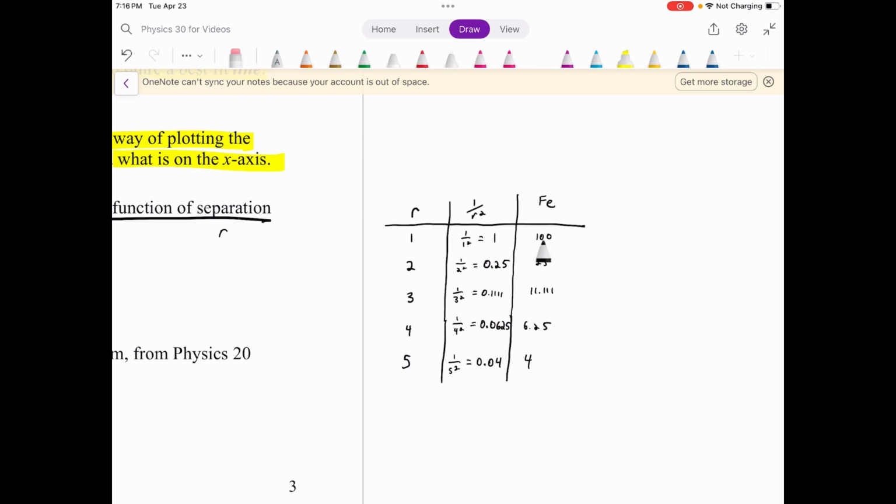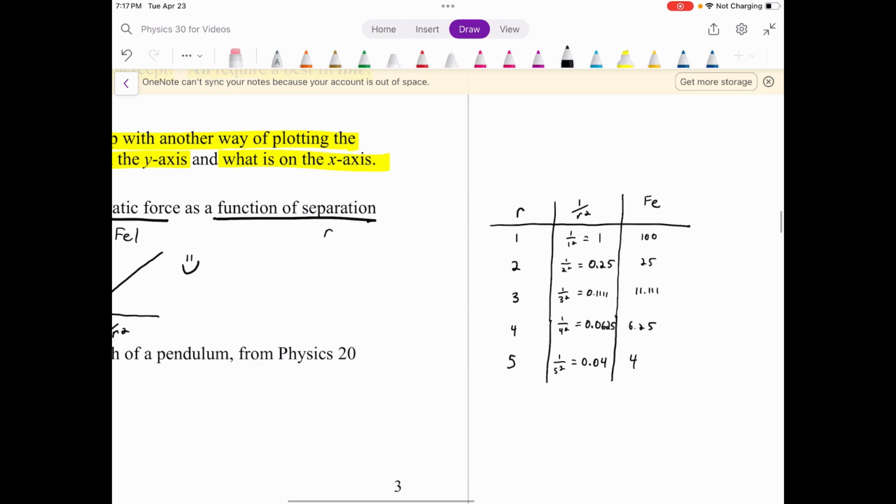And you can even see, all I did here was just pick a starting number and said, okay, so 100, if I doubled the distance, it would become 1/4 as large, right? If I divided it by 3 squared, I'd get 11.1. And you can even already see that there's a linear relationship, right? 1 becoming 0.25 on our x-axis would go from 100 to 25 on our y-axis. And then 0.25 to 0.111 would go from 25 to 11.111. So we would get a linear relationship.